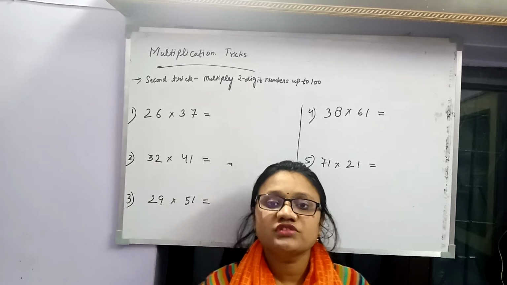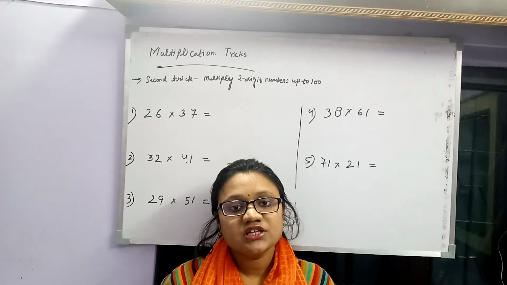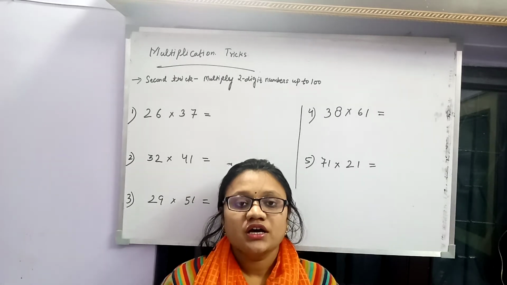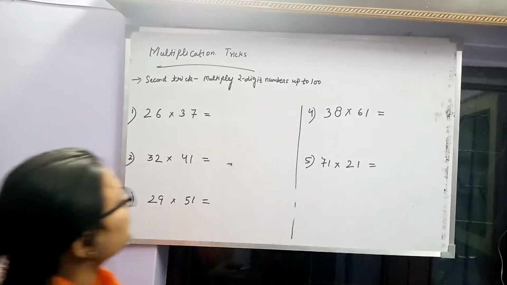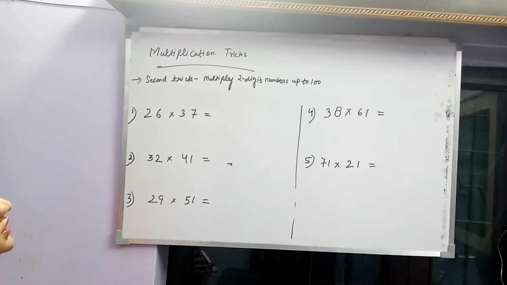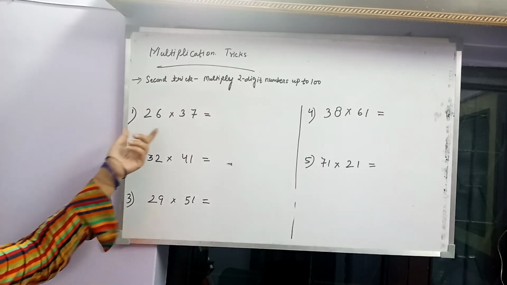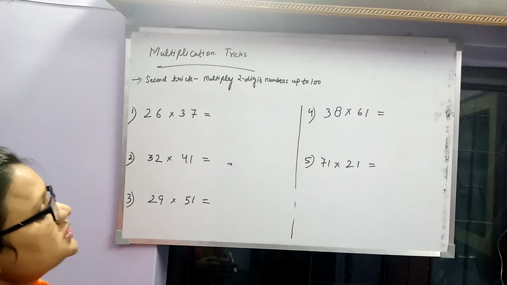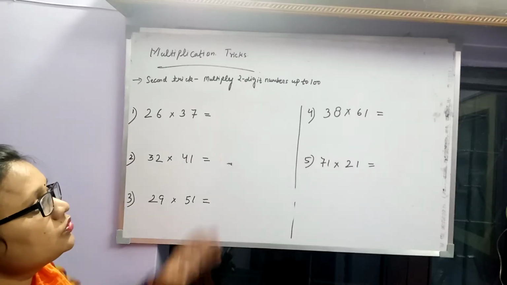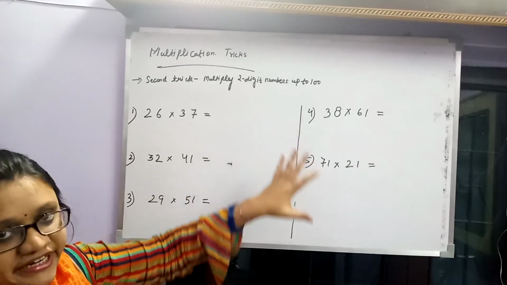Today I have come up with one more trick to do multiplication. In today's video we will see how to multiply two-digit numbers within 3 or 4 seconds. So let's begin. As you can see, I have taken 5 examples and they are all 2-digit numbers. That means this trick is applicable when our numbers are up to 100.